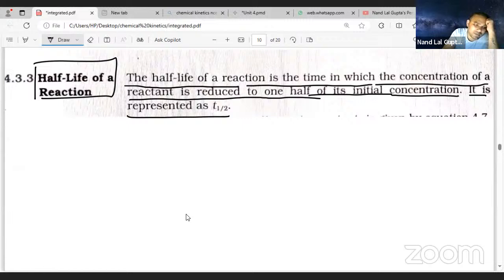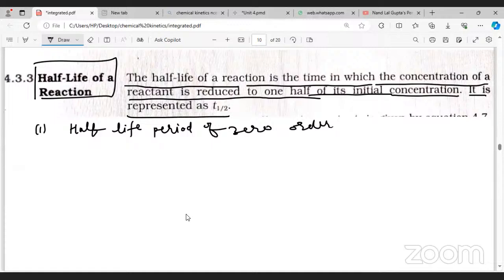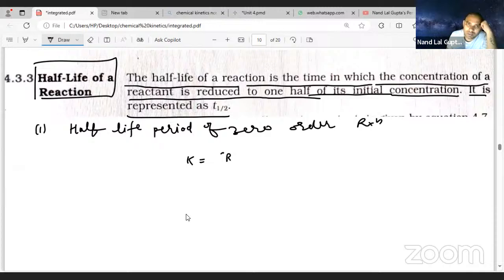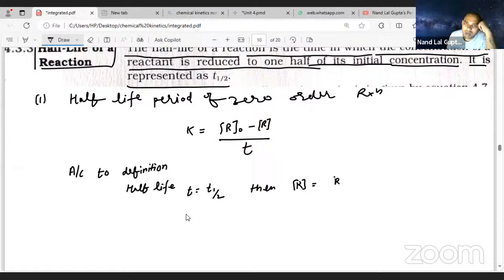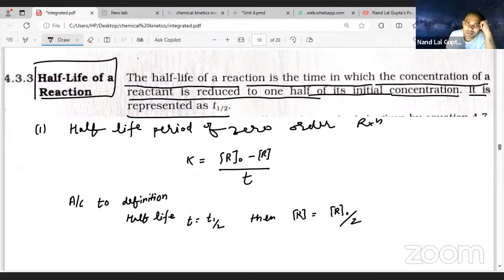First one I am taking is the half life period of a zero order reaction. For a zero order reaction, k is equal to r naught minus r upon t. Now, according to the definition of half life, at the place of t we have to put t half. Then if time is half, r is going to be r naught by 2. The half life, t 1 by 2 of a reaction, is the time.